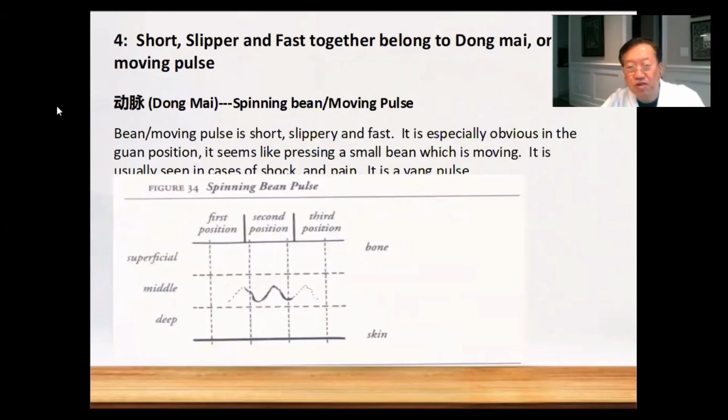4. Short, slippery, and fast together belong to dongmai, or bean moving pulse. Dongmai, spinning bean or moving pulse. Bean moving pulse is short, slippery, and fast. It's especially obvious in the guan position. It seems like pressing a small bean which is moving. It's usually seen in cases of shock and pain. It is a yang pulse.